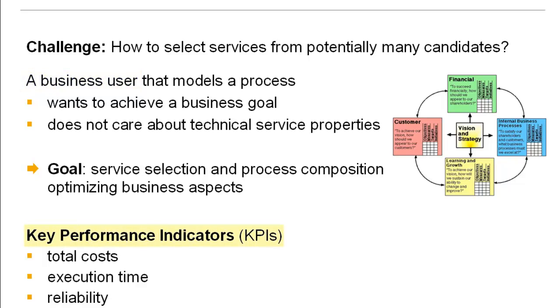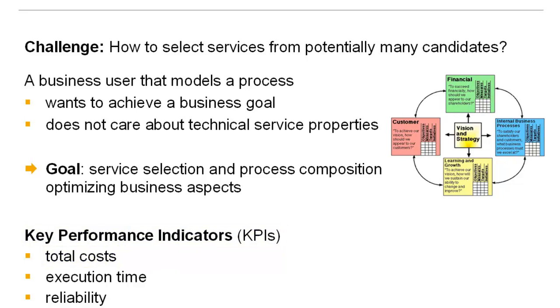Services are compared on what's known as key performance indicators, or KPIs. In the survey example, costs would be the most important KPI. Now, given a set of KPIs and a list of potential web services, selecting the best ones may not be easy, and inspecting all candidates will be rather time-consuming.